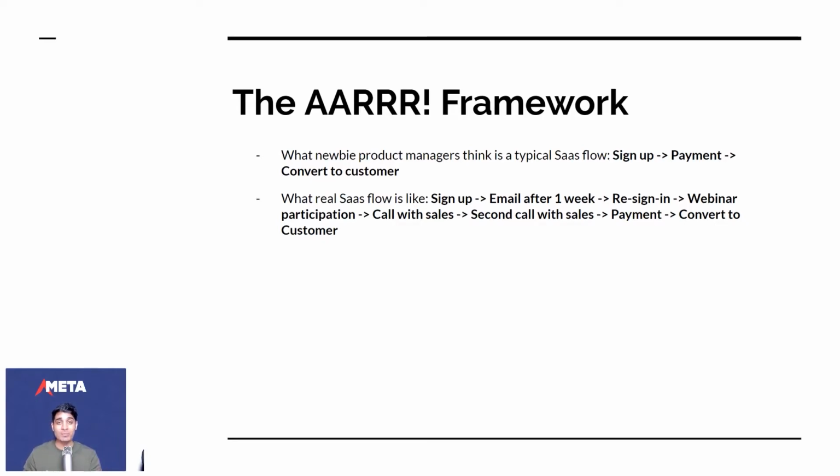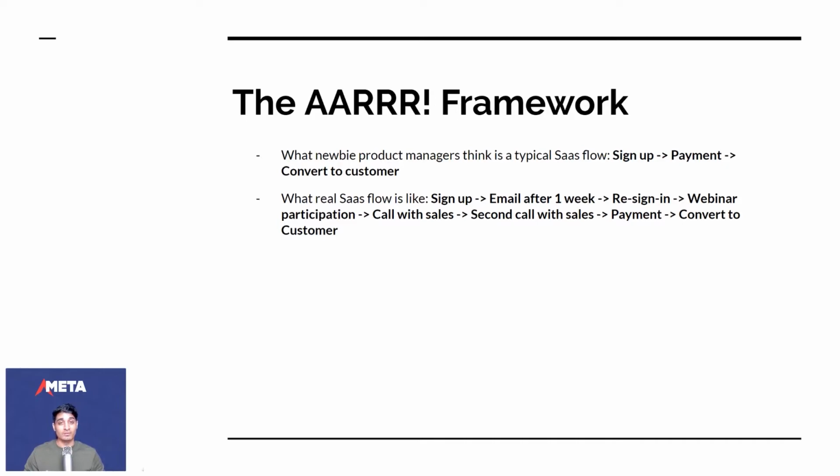So a SaaS company is a type of digital product company where you pay subscription to use some software, which is usually on the cloud. So you sign up, you pay, and you convert to customer. This is what a typical product manager thinks life is like. But the real SaaS flow is actually much harder.